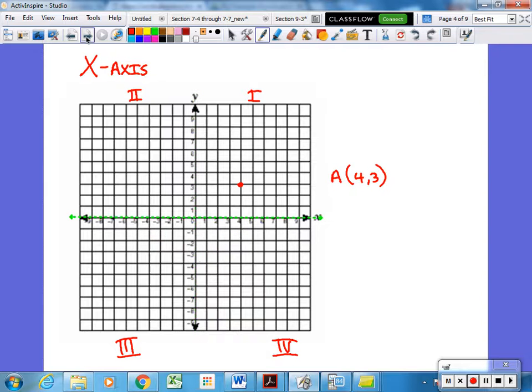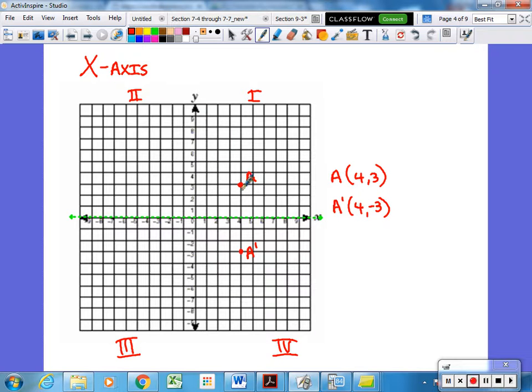Let's take a look at our second one, the x-axis. We've got this value right here. A is 4, 3. So we can see we are 1, 2, 3 above the x-axis. So we go 1, 2, 3 below. There's our new A prime. A prime now becomes 4, -3.